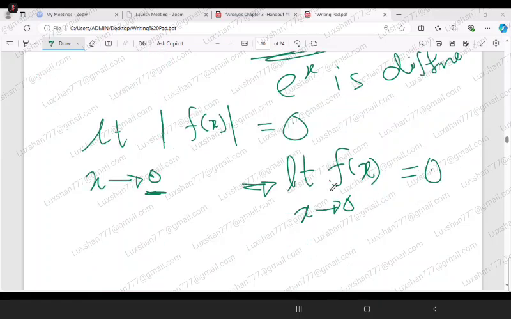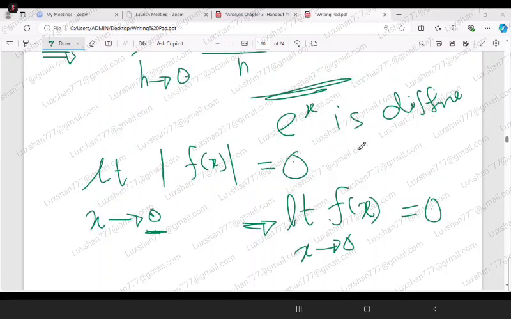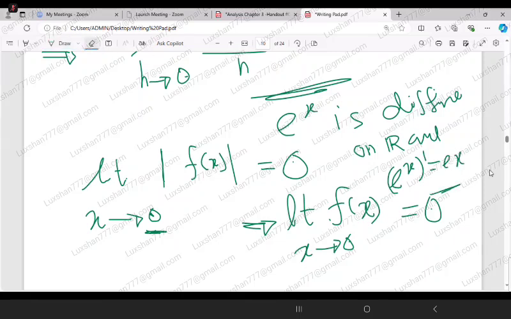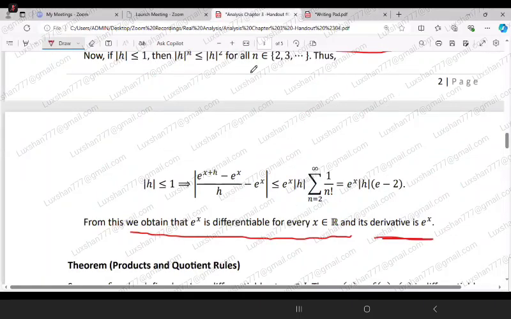So you can say that e to the power x is differentiable on R, and that the derivative of e to the power x is equal to e to the power x. So that's all about those four exercises. If we have time, we can discuss some more questions in the tutorial discussion.